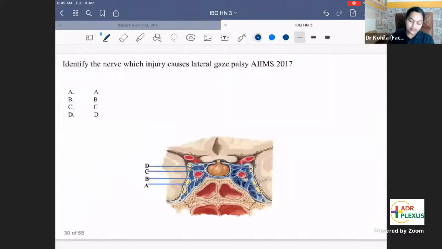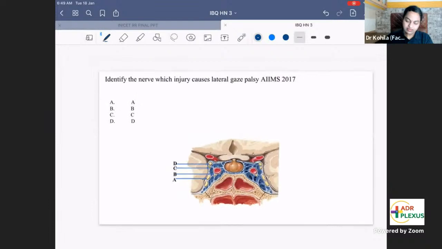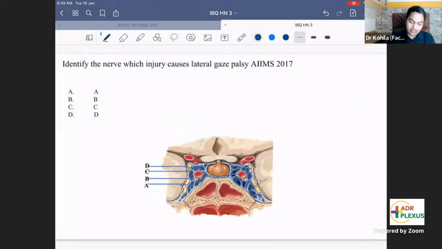We'll move on. Identify the nerve which causes the injury which causes lateral gaze palsy. Come on. Waiting for your answers. Easy? Yes, very good, Kartika. Okay.